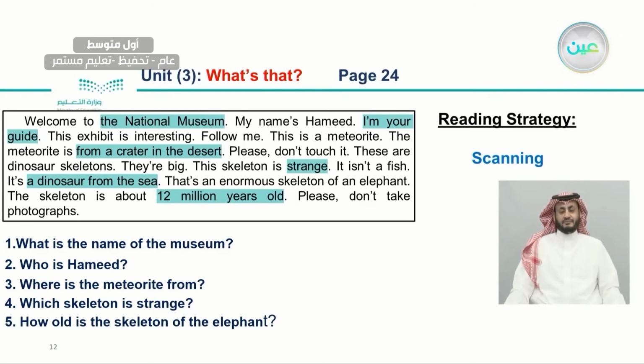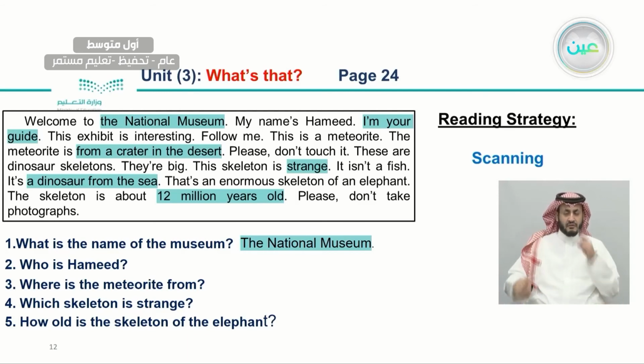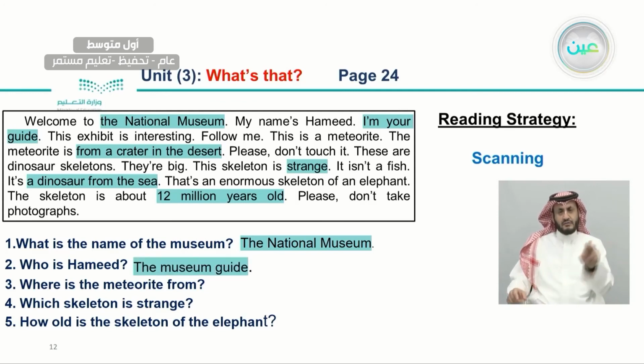Look at the first one. What is the name of the museum? Told you it's going to be in the first sentence: welcome to the National Museum. So the answer is the National Museum. If you get this correctly, congratulations, good job. How about the second one? Who is Hamid? Look at the name. My name is Hamid. Right after it, I'm your guide. So the correct answer is the museum guide. If you got this correct, good job.